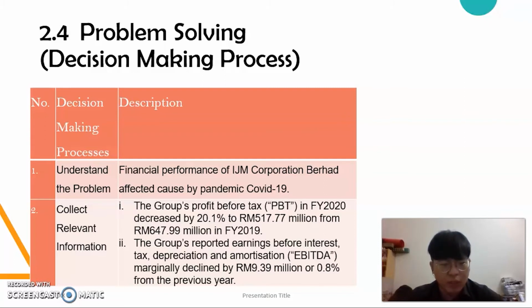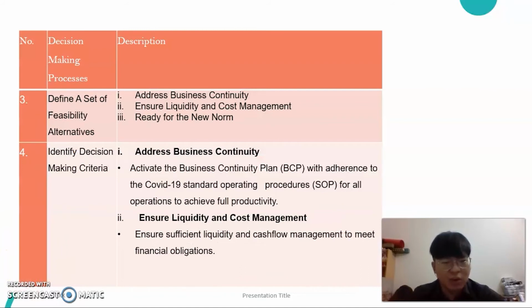The second one will be to collect the relevant information. Based on the annual report, the group reported the earnings before interest, tax, depreciation and amortization (EBITDA) marginally declined by RM 9.39 million or 0.8% from the previous year. The third one is to define a set of feasible alternatives. There will be three. The first one will address the business continuity. The second one will ensure the liquidity and cost management. The third one will be to get ready for a new norm.